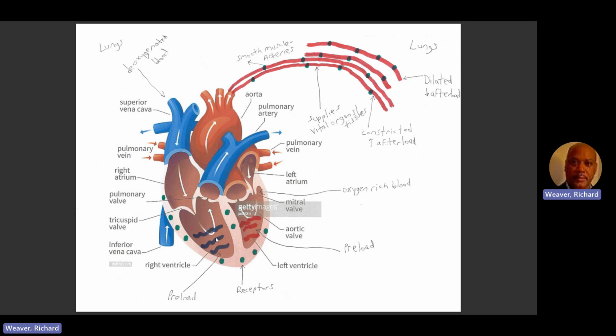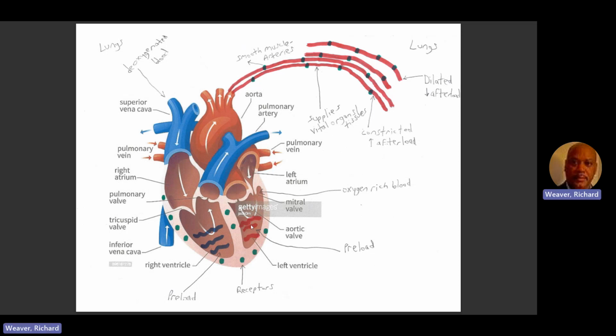This preload essentially sits in the right ventricle as well as the left ventricle. But today I want to speak more specifically to the left ventricle. So preload again is that volume. Sometimes that volume exceeds the capacity of the ventricles, and this is what can cause congestion, especially in a patient with an impaired heart.